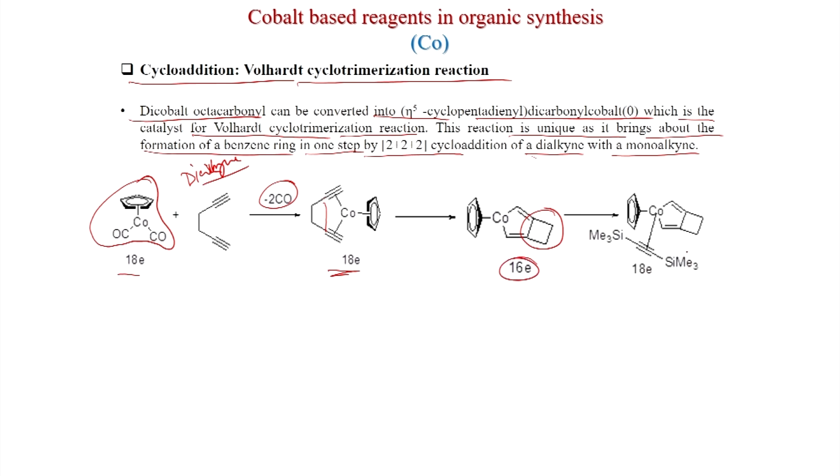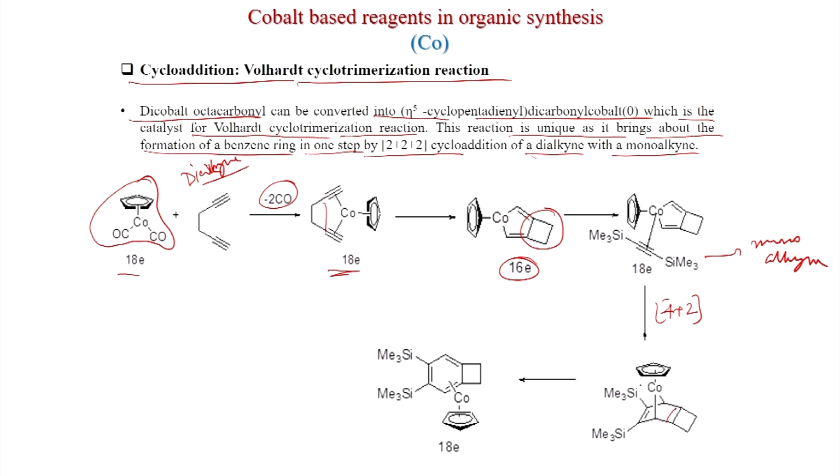Again another alkyne will come. So, this is the monoalkyne. Again it gets 18 electron cobalt, and now the 4 plus 2 reaction will happen. Here a double bond will be there. So, after that you get this 4 plus 2, there is a bridged cobalt.